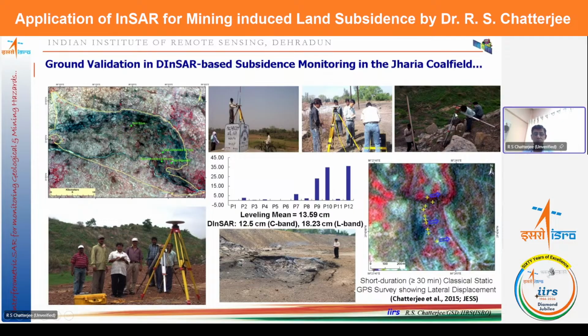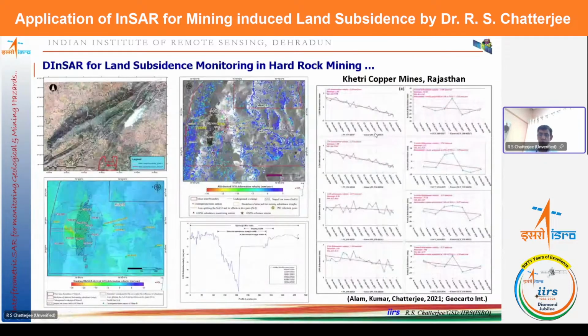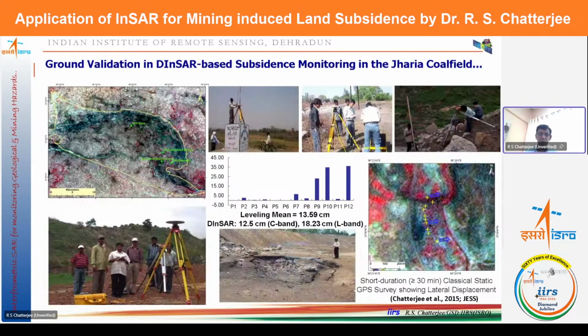So for that purpose, we have worked in multi-organizational collaboration. Okay, this Indian Institute of Remote Sensing with Survey of India, Geodetic and Research Branch, as well as the Central Institute of Mining and Fuel Research, in fact, CIMFR. Okay, so all this lateral displacement, vertical displacement you can validate from this.